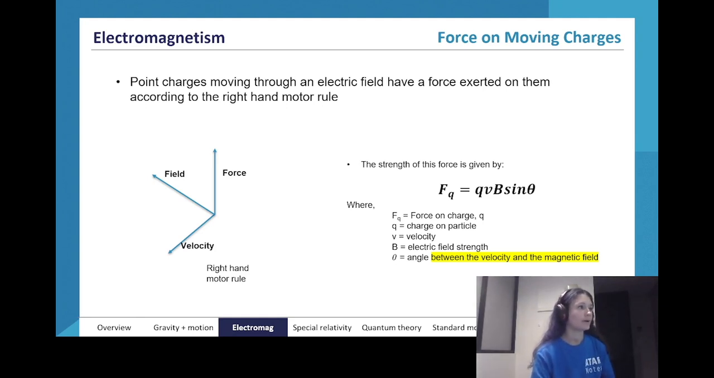So point charges moving through a magnetic field have a force exerted on them according to the right-hand motor rule. And this basically just tells us that the magnetic force, the direction of the field, and the velocity of the charge are all going to be perpendicular to one another. So you can just use your fingers. The strength of this force on a moving charge is going to be given by force equals QVB sine theta.